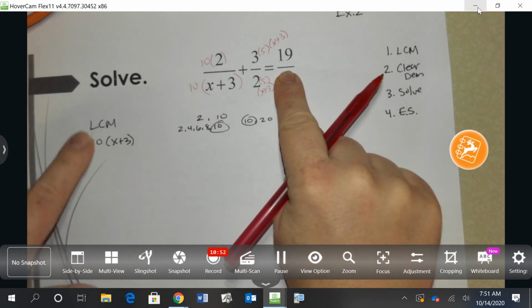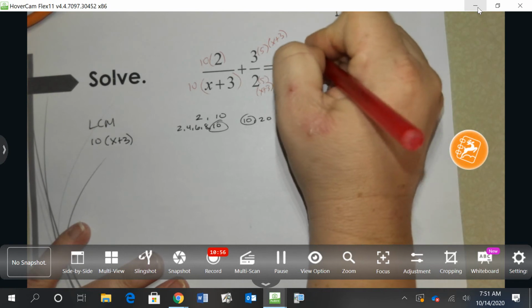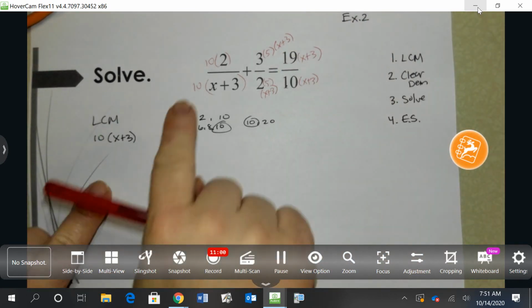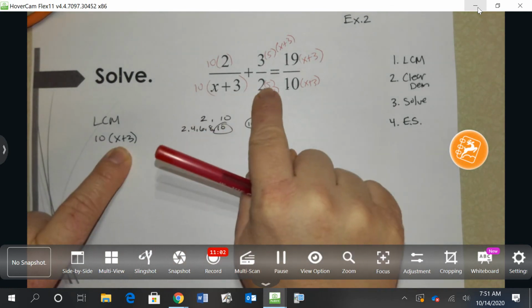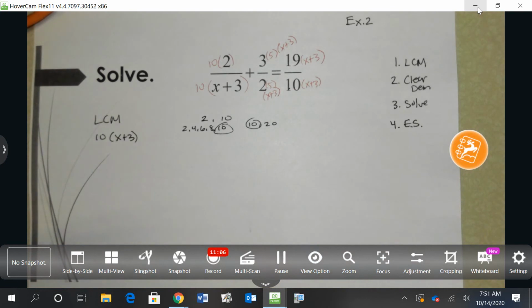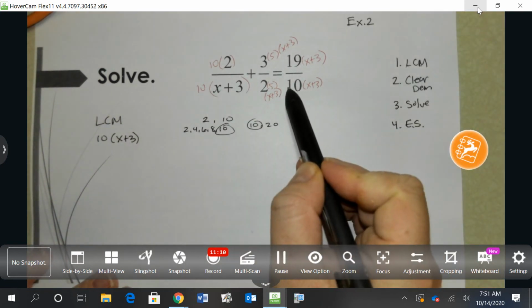Finally, the last term, I cover up the 10. I can see I'm missing an x plus 3. And I want to go back before I start anything to make sure that I've covered all the bases. 10 times x plus 3, 10 times x plus 3, 10 times x plus 3. So I've identified the LCM and I've covered finding a common denominator.